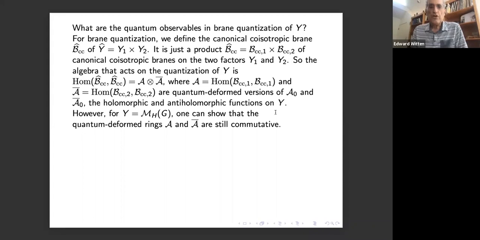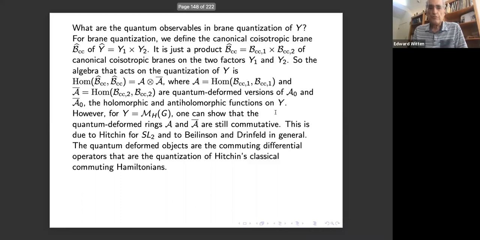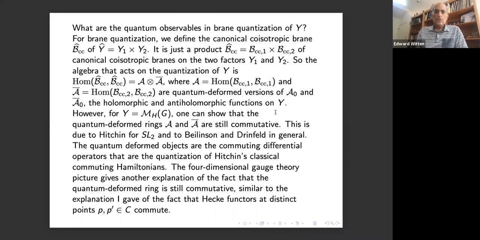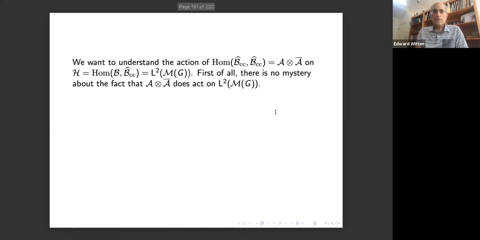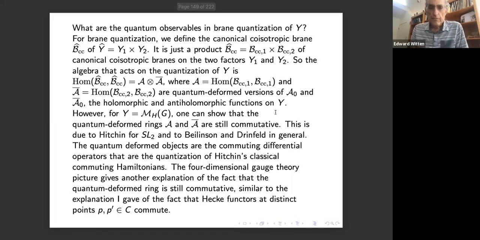So in general, in this construction, we'd get deformation quantizations of these rings A0 and A0 bar. But for the Higgs bundle moduli space, one can show that the quantum deformed rings are still commutative. That's due to Hitchin for SL2 and to Beilinson and Drinfeld in general. The quantum deformed objects are the commuting differential operators that are the quantization of Hitchin's classical commuting Hamiltonians. The four-dimensional gauge theory picture gives another explanation of the fact that the quantum deformed ring is still commutative, similar to the explanation I gave of the commutativity of Hecke functors. But I won't explain it now.